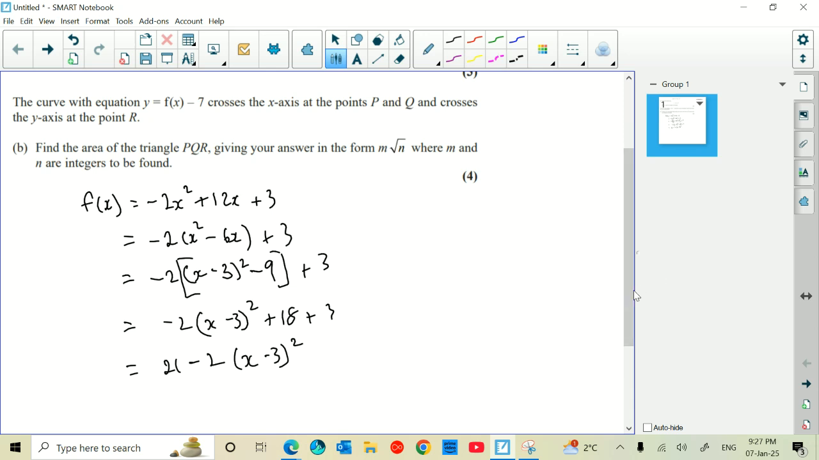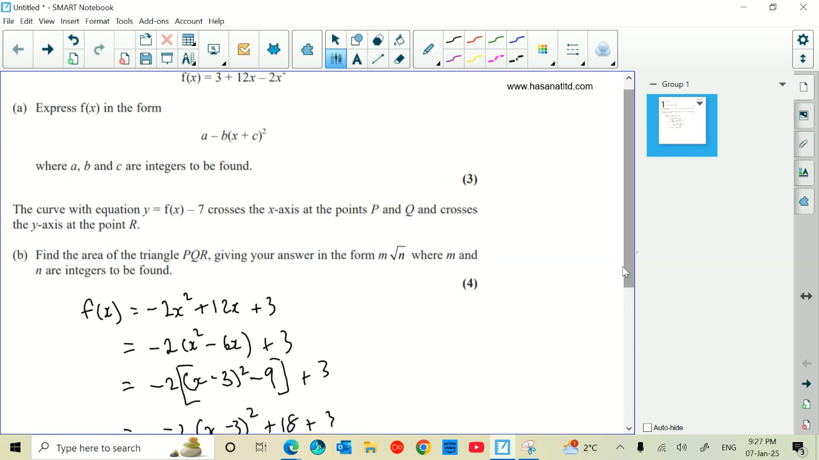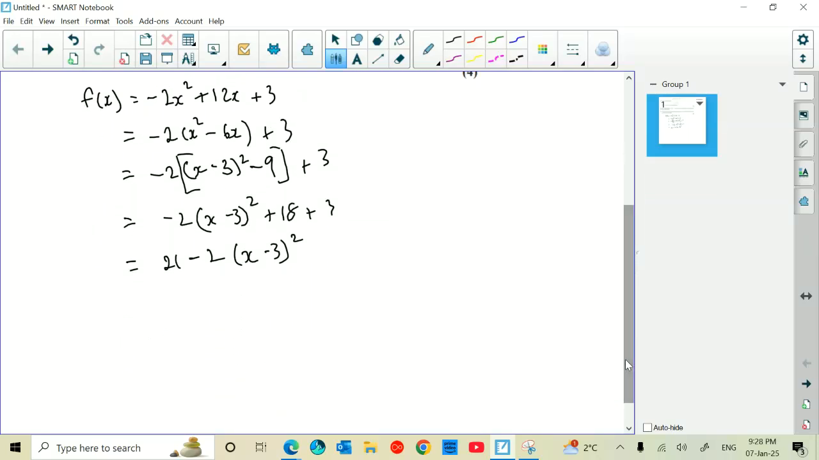To go to part B, we need to read on. The curve with equation y is equal to f(x) minus 7 crosses the x-axis at the points P and Q and crosses the y-axis at the point R. Part B: find the area of the triangle PQR, giving your answer in the form m root n, where m and n are integers to be found. So let's have a look at part B.